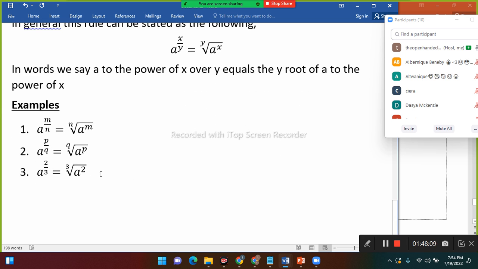Okay, someone said they want to read it. Go ahead, read it. The cube root of a to the second power. Excellent. The cube root of a to the second power. Excellent.